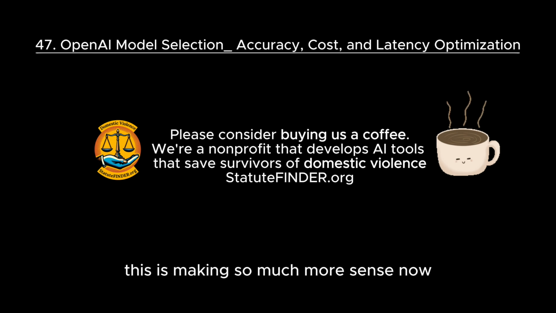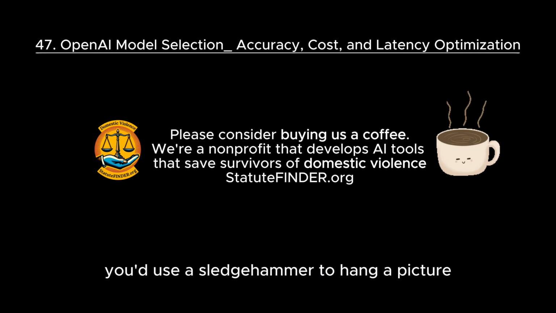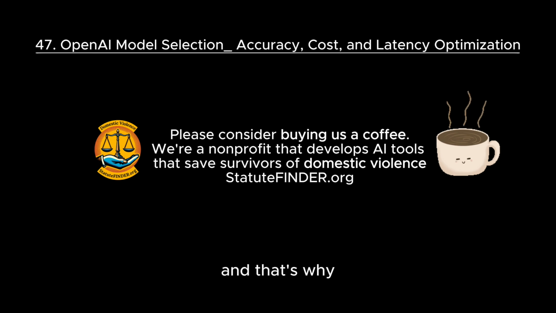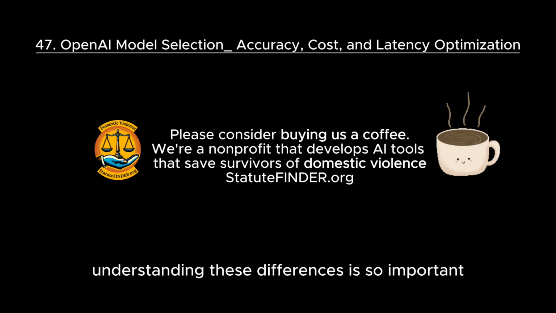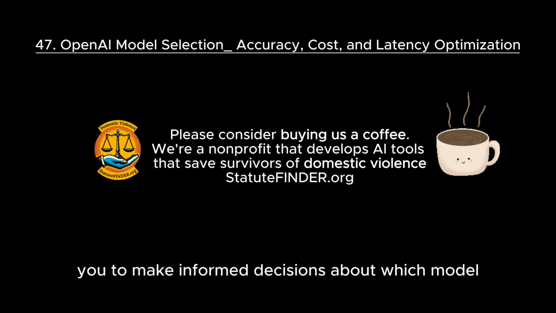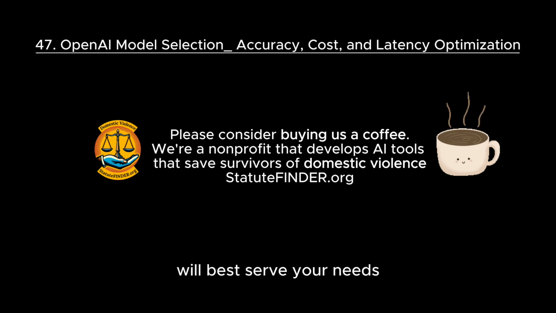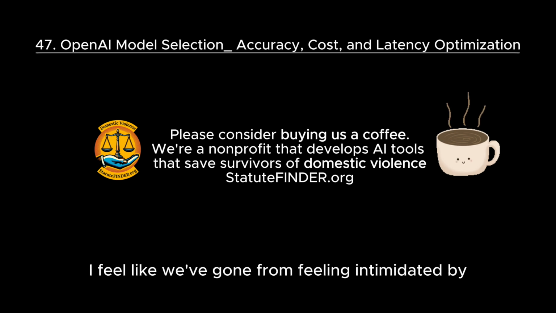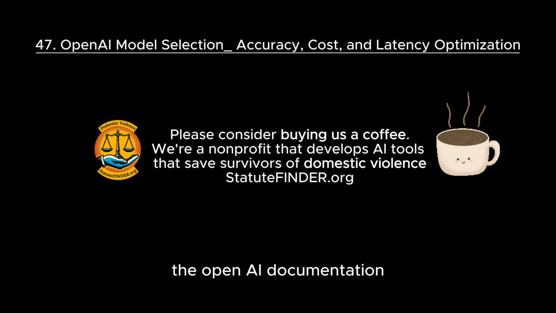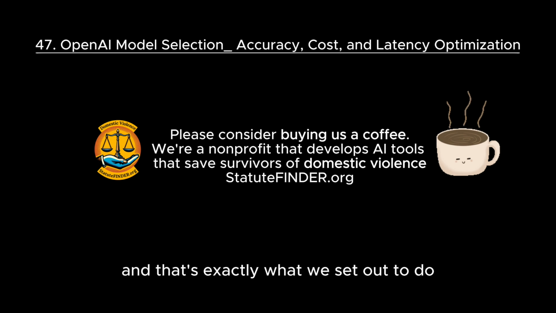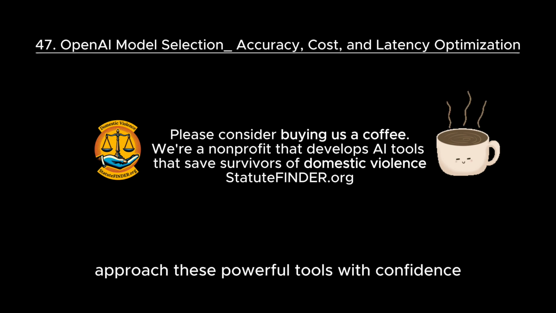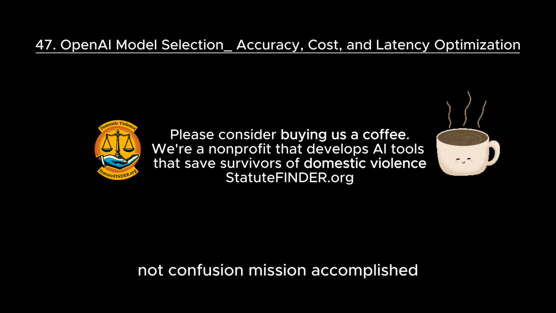This is making so much more sense now. It's like choosing the right tool for the job. You wouldn't use a sledgehammer to hang a picture, would you? Exactly. And that's why understanding these differences is so important. It allows you to make informed decisions about which model will best serve your needs. This is brilliant. I feel like we've gone from feeling intimidated by the OpenAI documentation to actually understanding it and feeling excited to use it. That's fantastic to hear, and that's exactly what we set out to do. We want to empower our listeners to approach these powerful tools with confidence, not confusion.